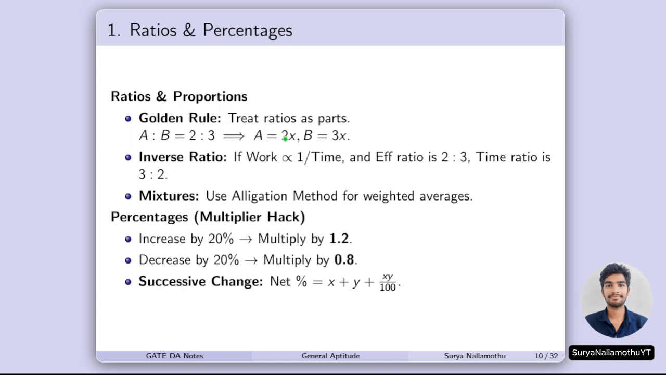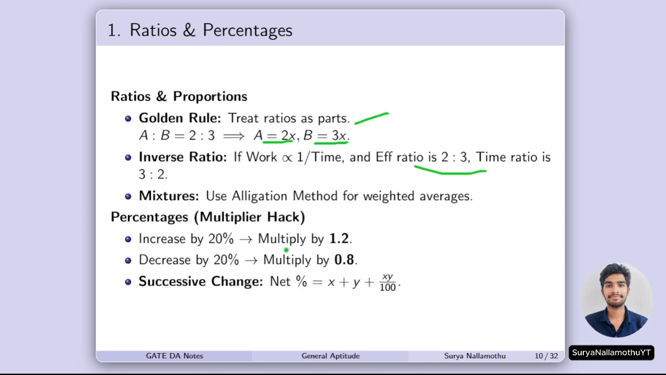Next, ratios and proportions. The golden rule is we need to treat ratios as parts. So A and B, A:B is 2:3. Then A is equal to 2x and B is equal to 3x. In this case, we observe the inverse ratio means work is inversely proportional to 1 by 10. So that way, this will be helpful for aptitude related problems.